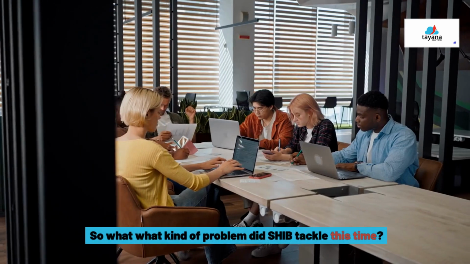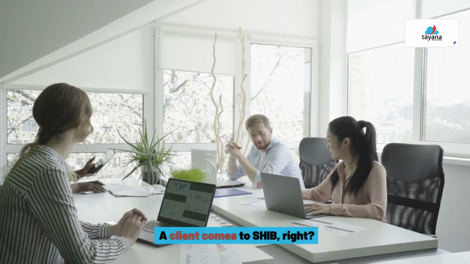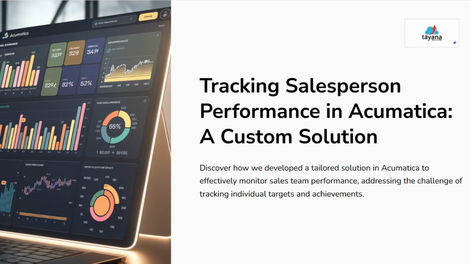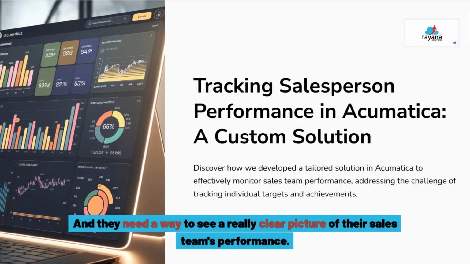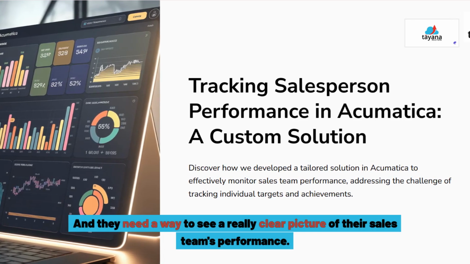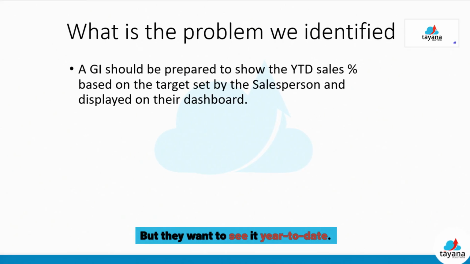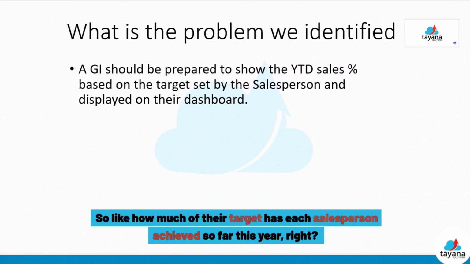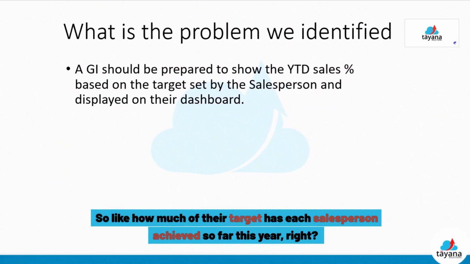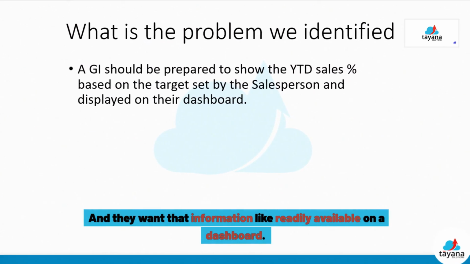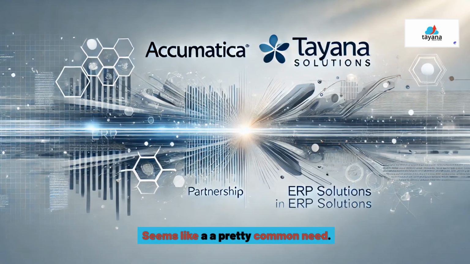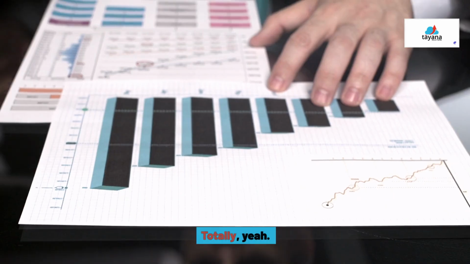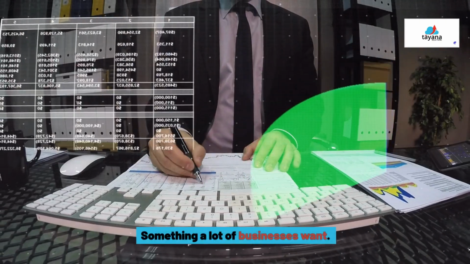So what kind of problem did Shib tackle this time? Picture this. A client comes to Shib, and they need a way to see a really clear picture of their sales team's performance, but they want to see it year to date. So how much of their target has each salesperson achieved so far this year? And they want that information readily available on a dashboard, so they can easily keep track. Seems like a pretty common need. Totally, something a lot of businesses want.